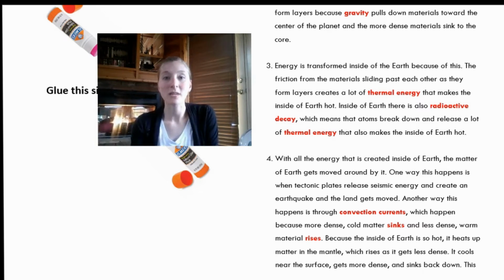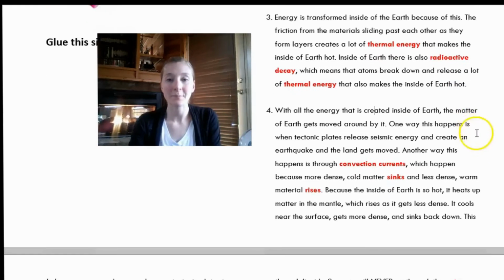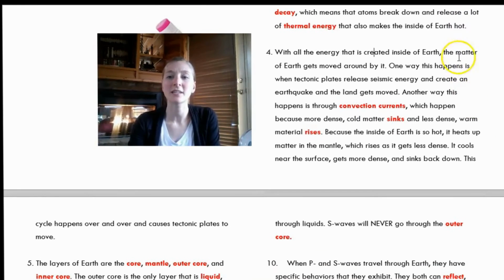Inside of the Earth, there's also radioactive decay, which means that atoms break down and release a lot of thermal energy or heat that also makes the inside of the Earth hot. With all that energy that's created inside of the Earth, the matter of Earth gets moved around by it.